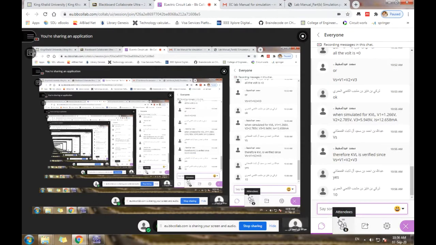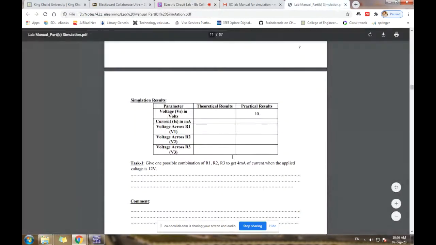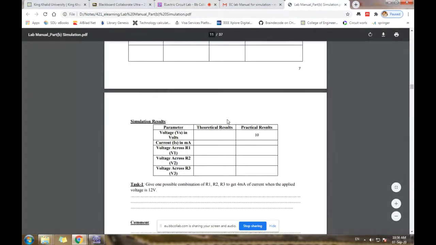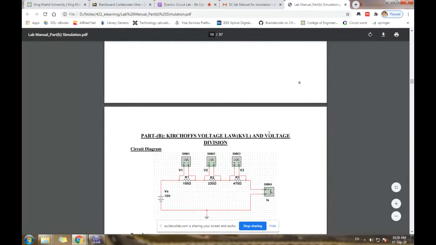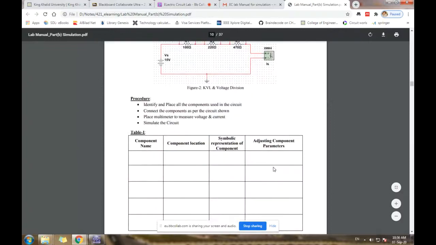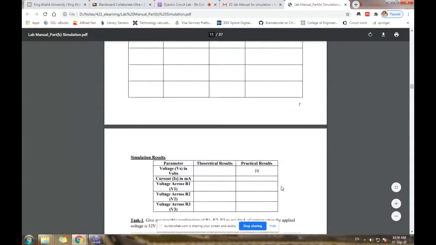Yes. So this is for KVL. Additionally, you can work with voltage division. Current division is also there, not just voltage division. So you can say that the voltage is also divided. You can use the Ohm's law formula, and you can do it, or you can use the voltage division formula.